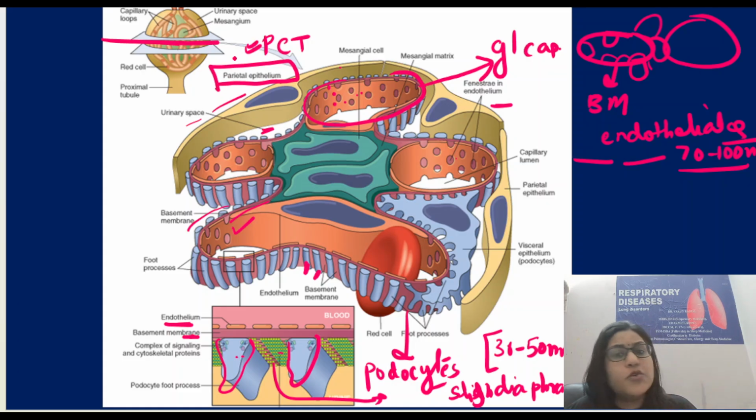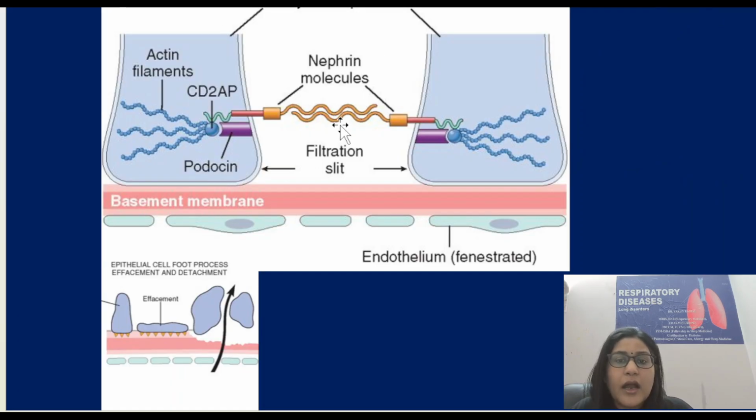It is a part of the PCT. It is not involved in the filtration process. Now, what supports these capillary loops? These are the mesangial matrix, and the mesangial matrix is secreted by what? By mesangial cells. So these are the mesangial cells which secrete the mesangial matrix, which keeps the capillary loops together in place. Now, we were talking about this filtration slit or the slit diaphragm and the podocytes or the foot processes.